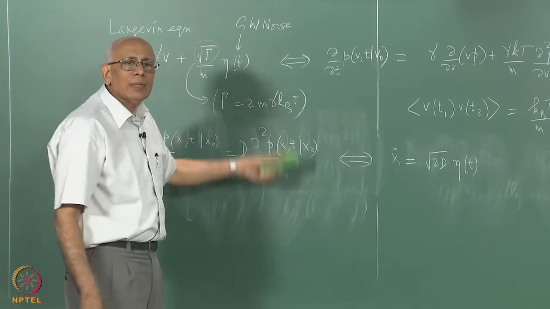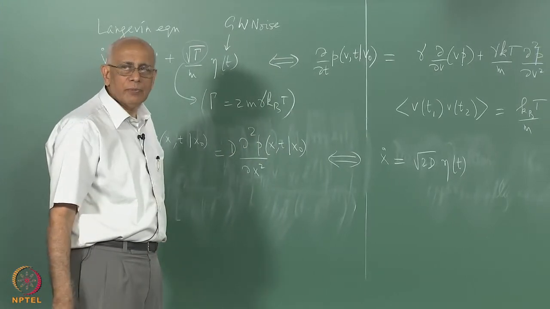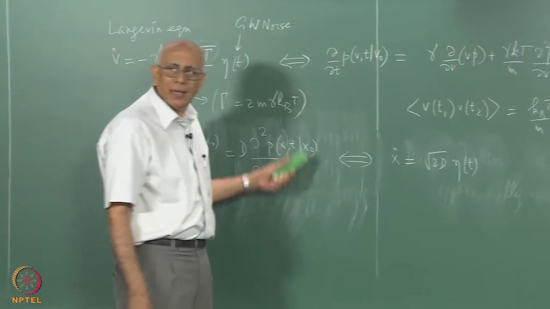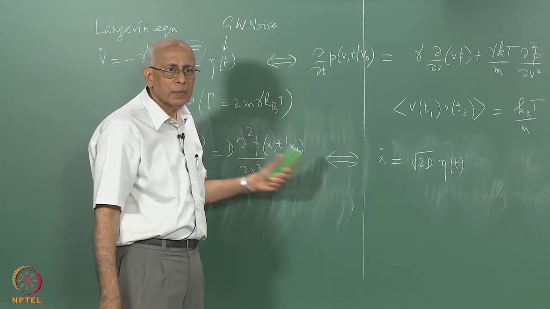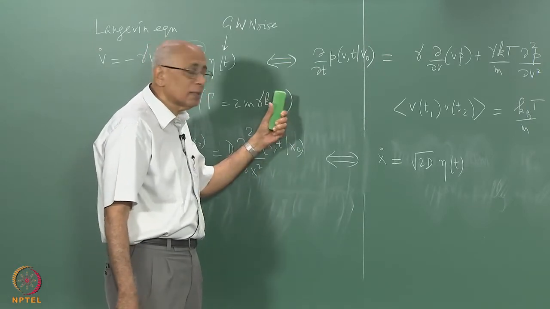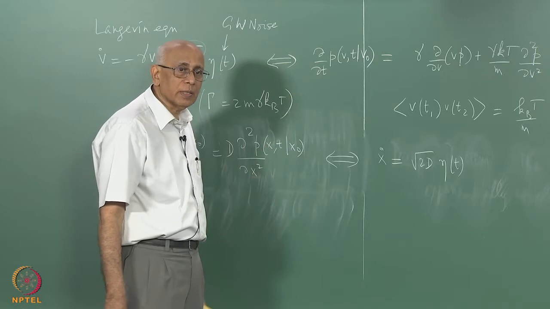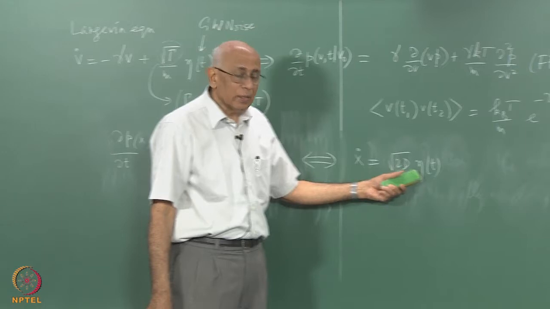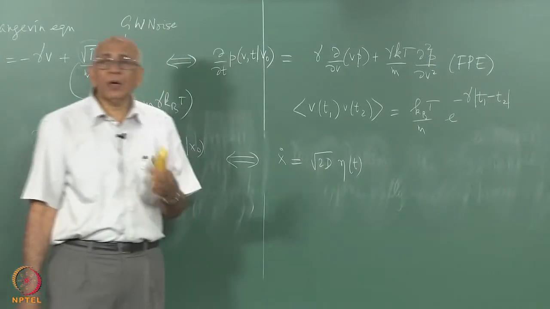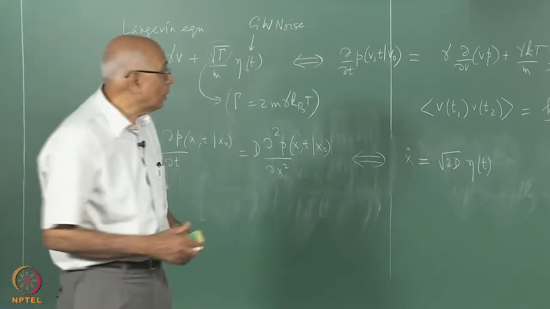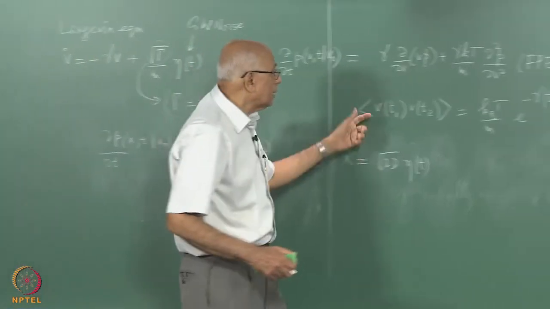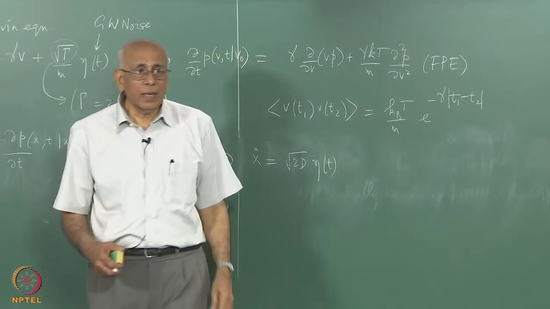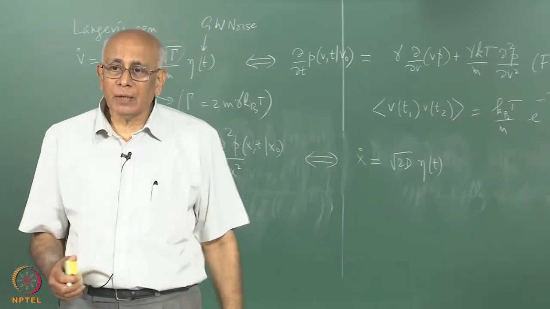How does this link up with that? After all, x is a position variable corresponding to the integral of the velocity. So the question is, how does this connect up with this result here? In what limit is this result going to go over into whatever this says? Mind you, this says that the velocity, this x dot, is delta correlated. On the other hand, we know from this Langevin equation that the velocity is exponentially correlated, right? Under what conditions is that exponent going to become a delta function?